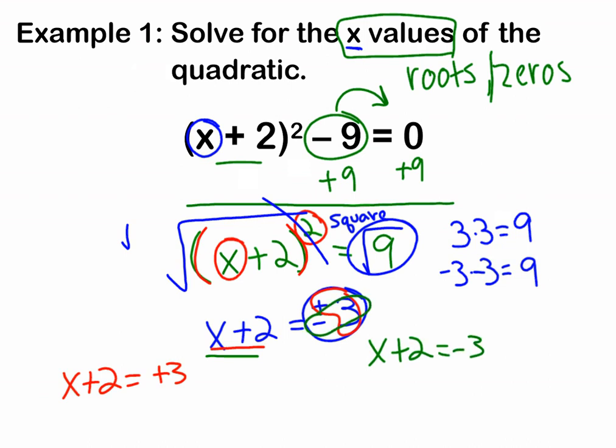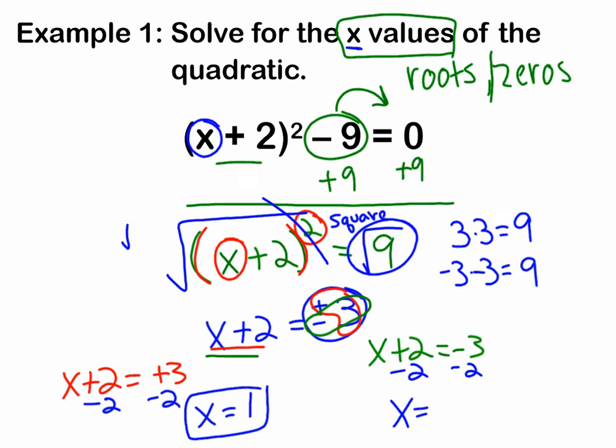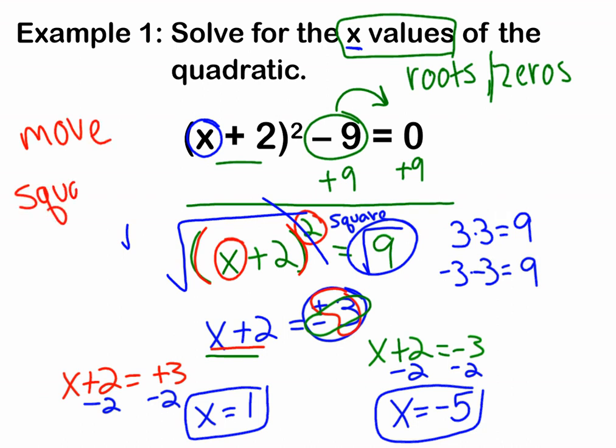Solving both equations, I'm going to subtract 2. My first root is x equals positive 1. Over on this side, I'm going to subtract 2, and I'm going to get my second root, my second x value, which is x equals negative 5. So just to recap, we moved the constant, we square rooted both sides, and then we solved two equations. And that's how we find our x values from vertex form.